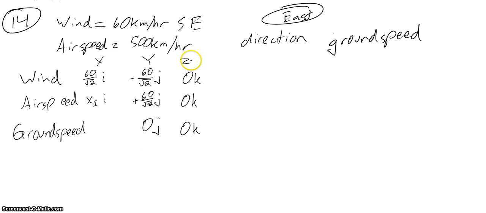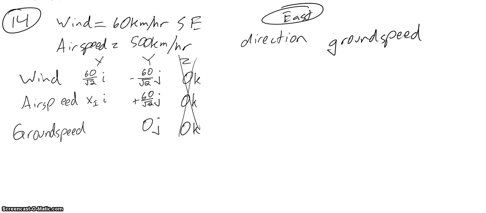Okay, so we can ignore these z's since that's all vertical, up and down. And we know that our final ground speed, we want to be heading due east. So our goal is to have our y component, which is heading north and south, be 0, because we're not going to be heading north or south at all. We're just going to be heading east. So that's how we get the airspeed here. We know that the y component of the airspeed has to cancel out with the wind in order to be heading due east, so we can set it to be positive 60 over square root of 2. So the final ground speed vector is just i.